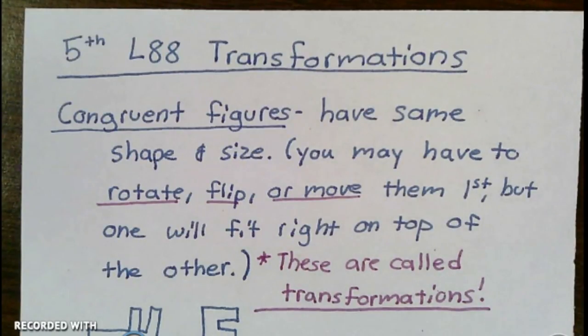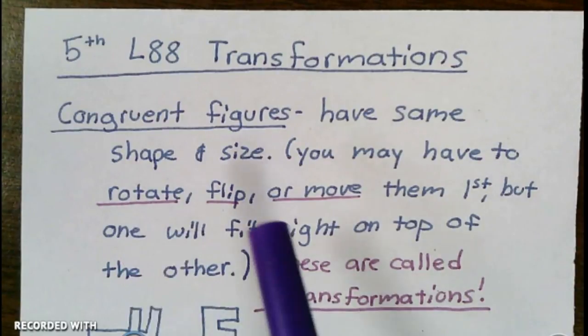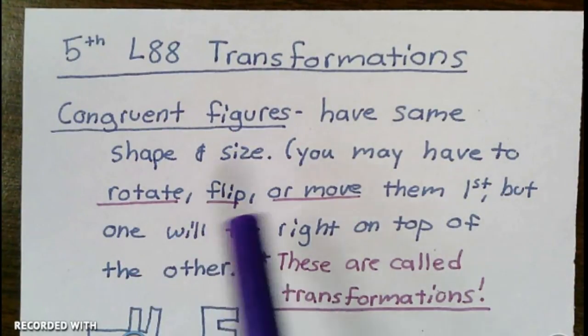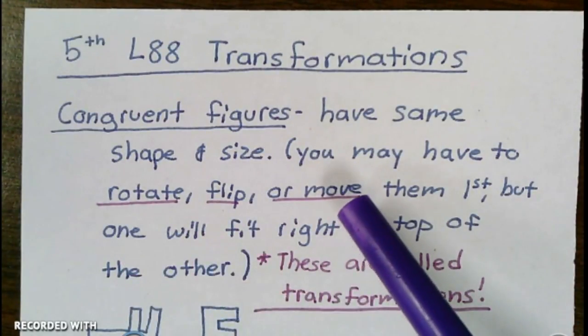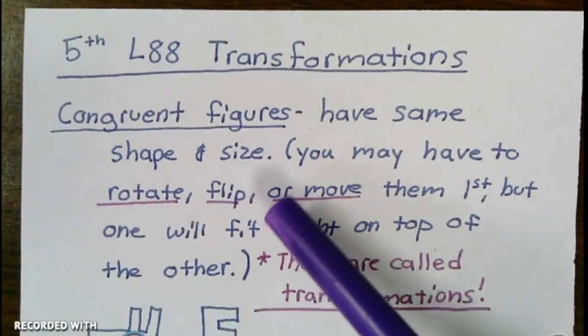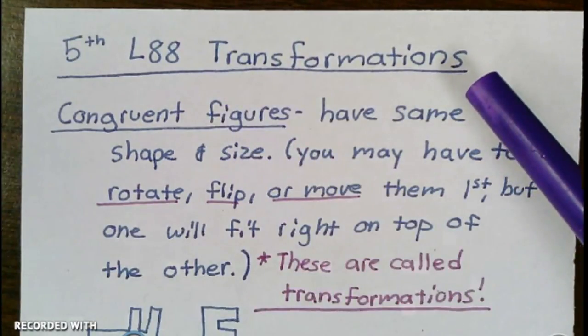All right? Now, all of these things we're going to talk about. If we're rotating them, if we're flipping them, which is a reflection, or if we're moving them, which is a translation, all of those are called different types of transformations.